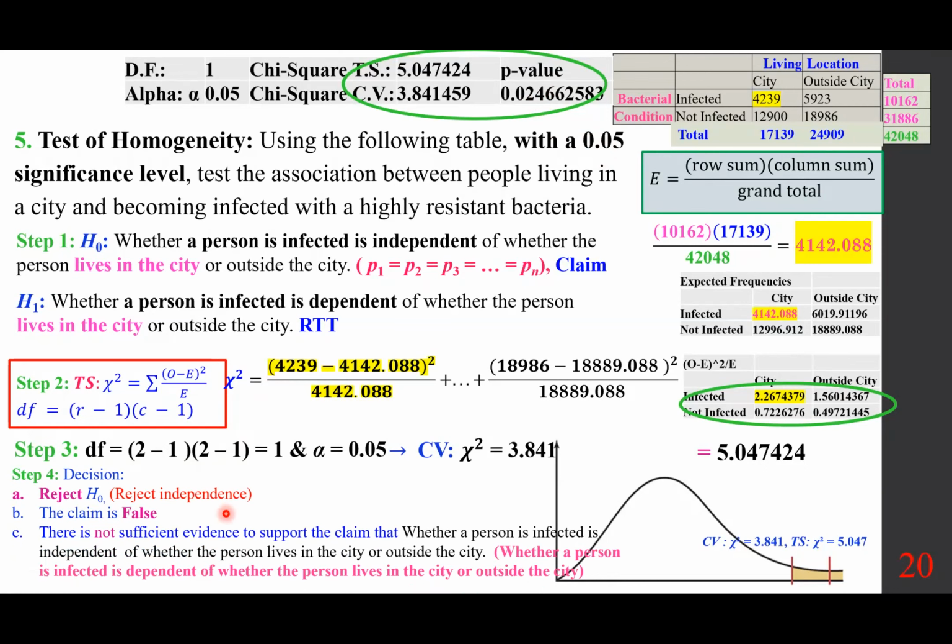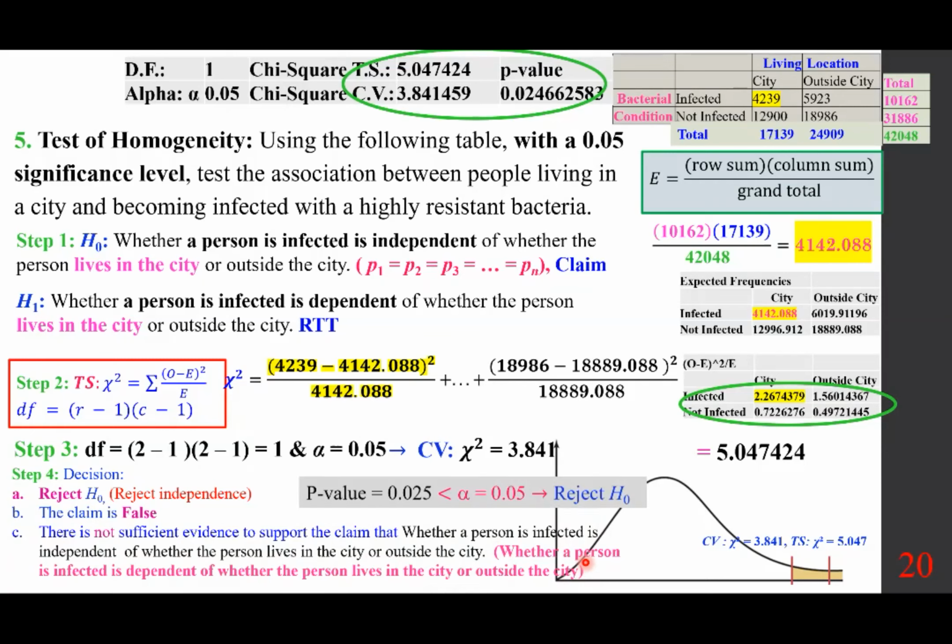The claim is false. There is not sufficient evidence to support the claim that whether a person is infected is independent of whether the person lives in the city or outside the city. So another way of putting it, whether a person is infected is dependent of whether the person lives in the city or outside the city. That's the same way of putting it. And the p-value, according to this, is 0.025, less than alpha, which results in the same thing. And as I mentioned, this comes from technology, everybody.